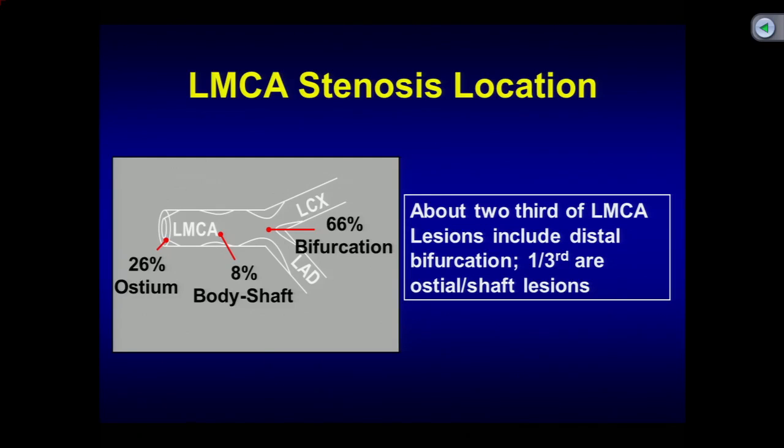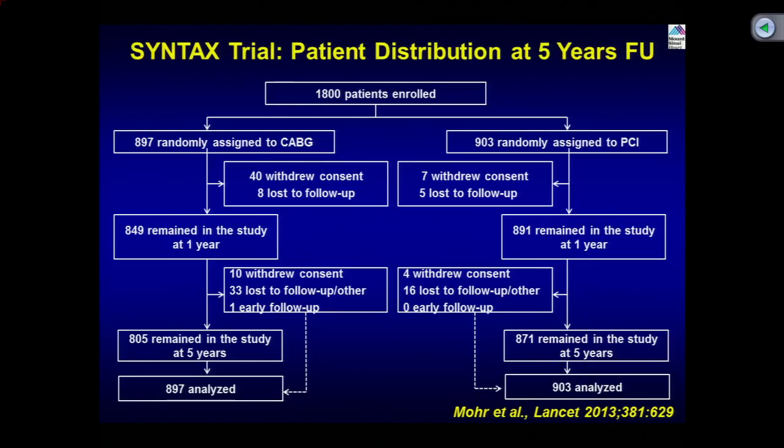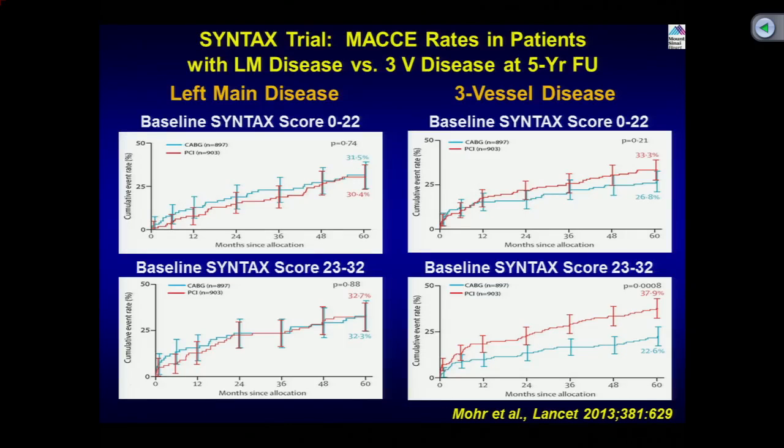And now I'll show you the latest data of the long-term follow-up. Now also in the SYNTAX trial, remember about 700 plus cases of the 1800 had left main disease. And now we have the 5-year follow-up data published, of both the multivessel as well as the left main cohort in these patients, based on the SYNTAX score.